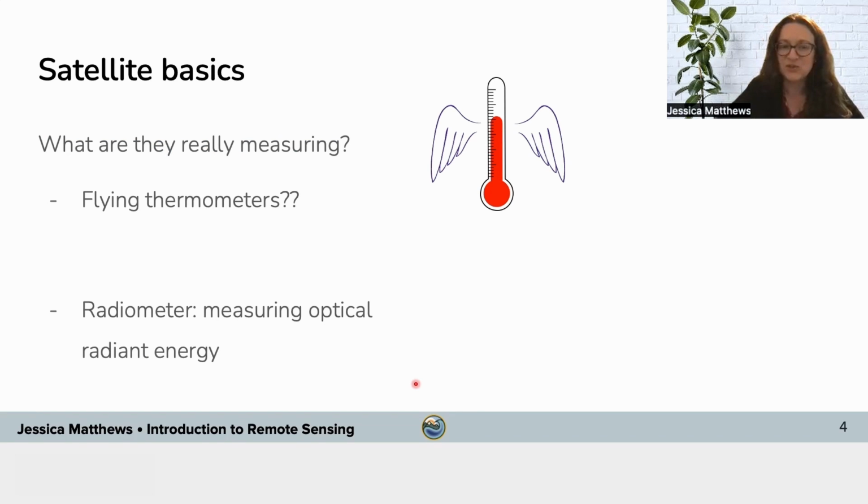So let's get into what about the sensors that are on these geostationary or polar orbiting platforms? What are they really measuring?